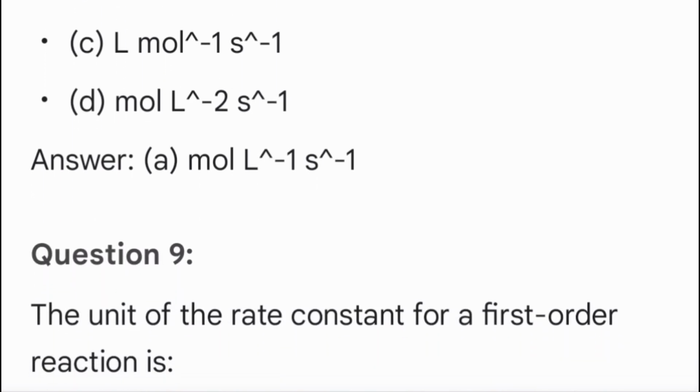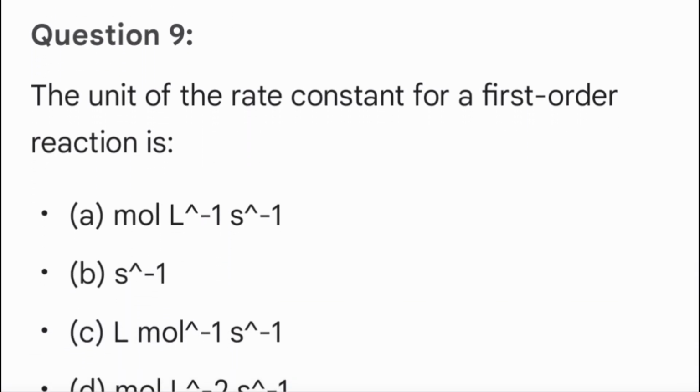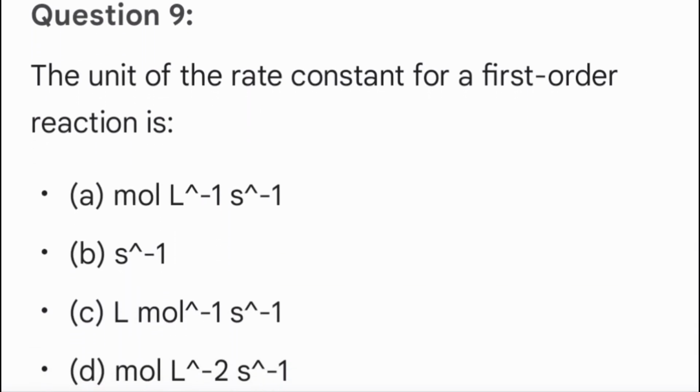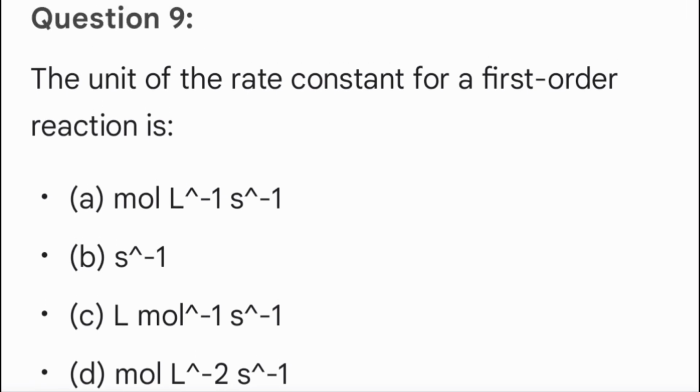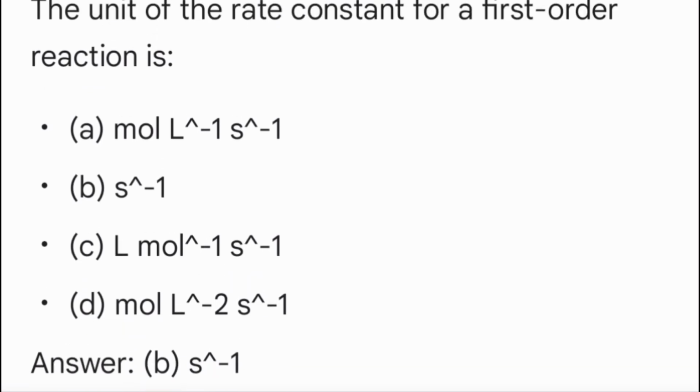Question 9. The unit of the rate constant for a first-order reaction is A. mol L^-1 s^-1, B. s^-1, C. L mol^-1 s^-1, D. mol L^-2 s^-1. Answer, B. s^-1.